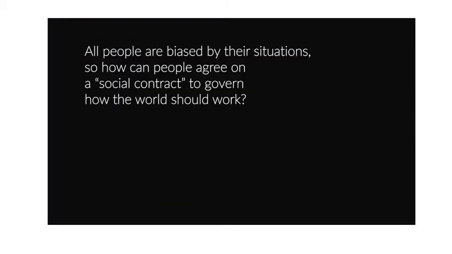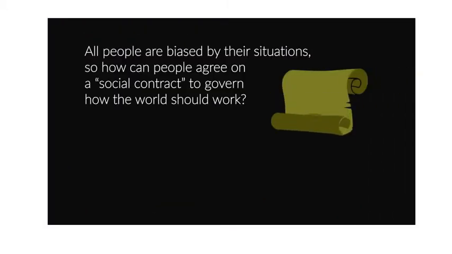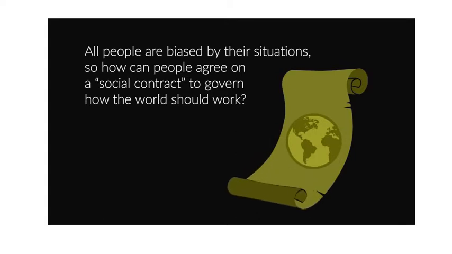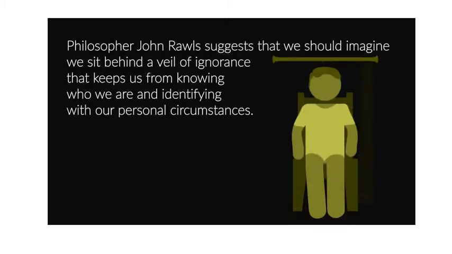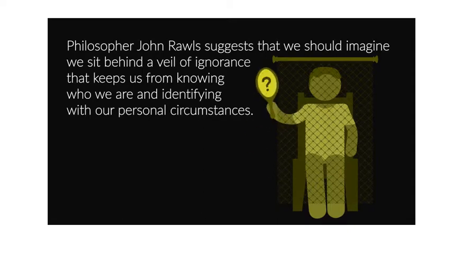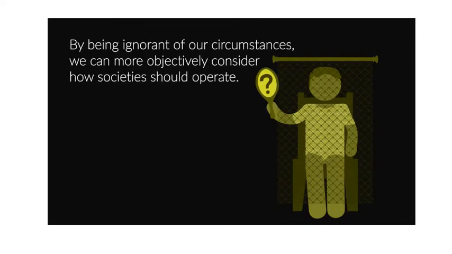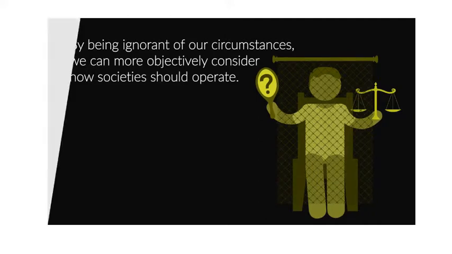Veil of ignorance. All people are biased by their situations, so how can people agree on a social contract to govern how the world should work? Philosopher John Rawls suggests that we should imagine we sit behind a veil of ignorance that keeps us from knowing who we are and identifying with our personal circumstances. By being ignorant of our circumstances, we can more objectively consider how societies should operate.